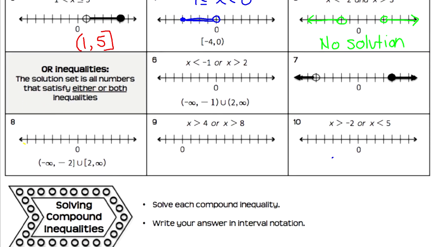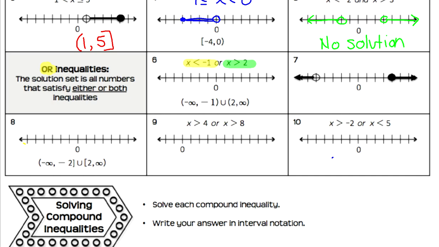Okay, next up, we're going to talk about OR inequalities. So OR inequalities is where the solution set includes all the numbers that are part of either inequality or both of them. So it could include some ands, but it also includes things that are in either of the two inequalities separately.